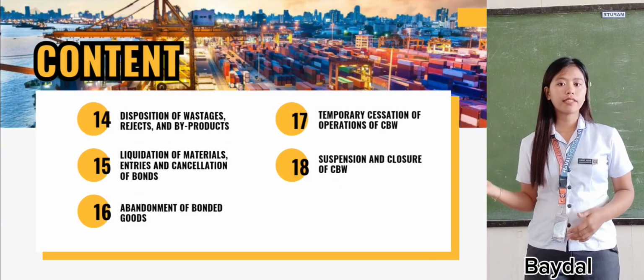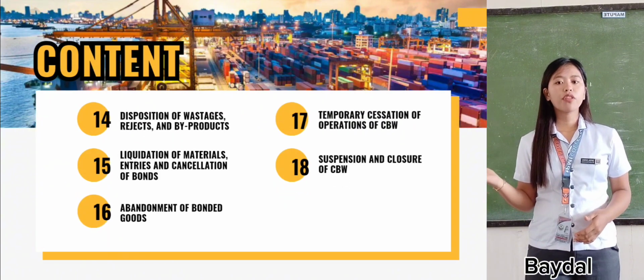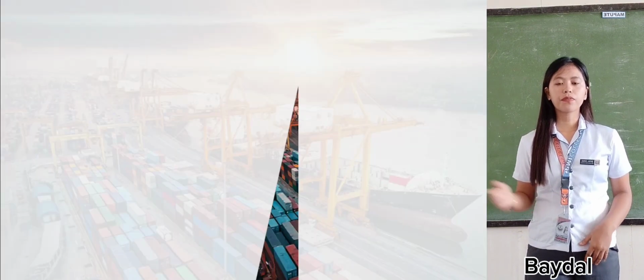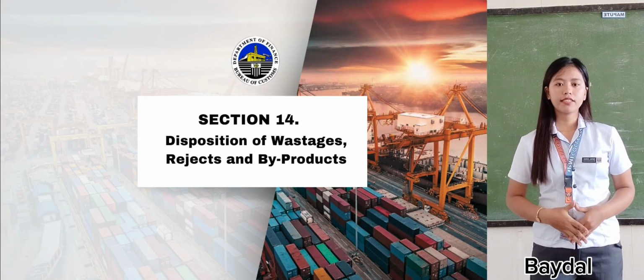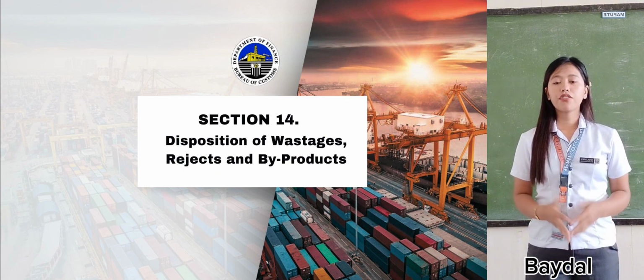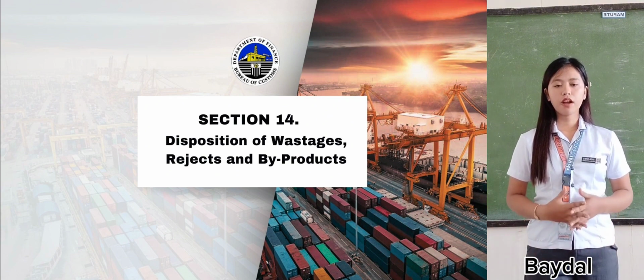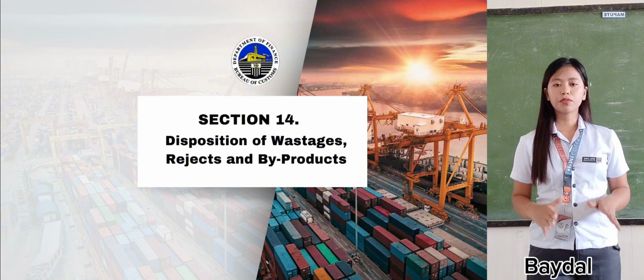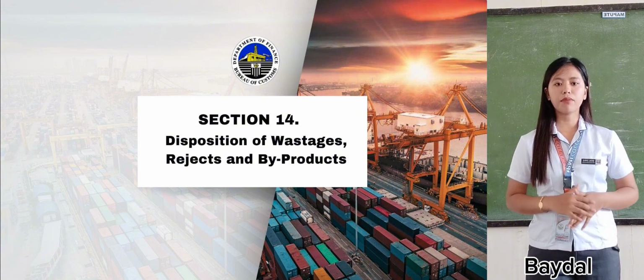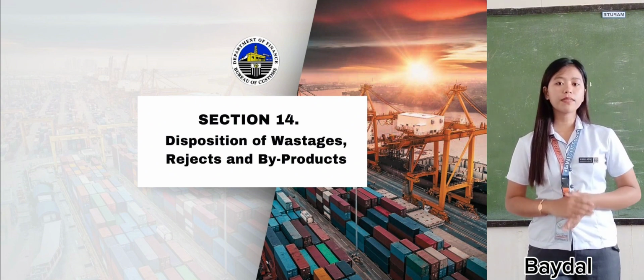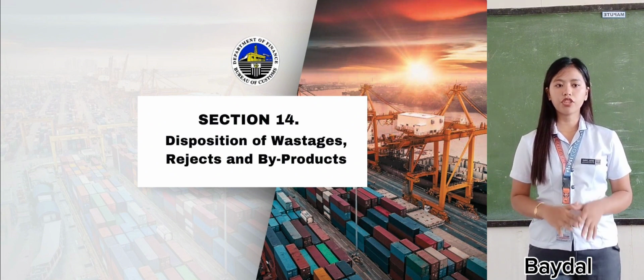Discuss about Section 14 to 18 of CMO number 3, 2022. In Section 14, disposition of wastages, rejects, and byproducts. In the realm of manufacturing within bonded warehouses, a set of customs procedures governs the withdrawal and handling of wastages, rejects, and byproducts destined for domestic consumption or exportation.